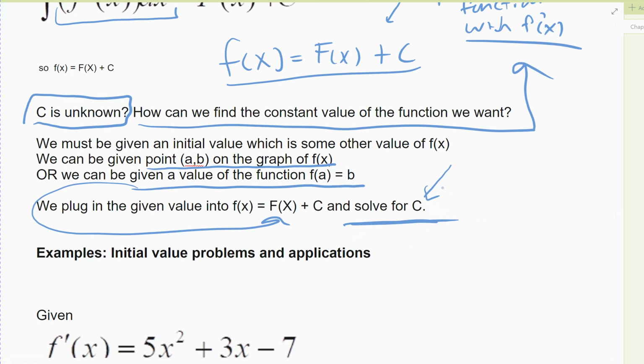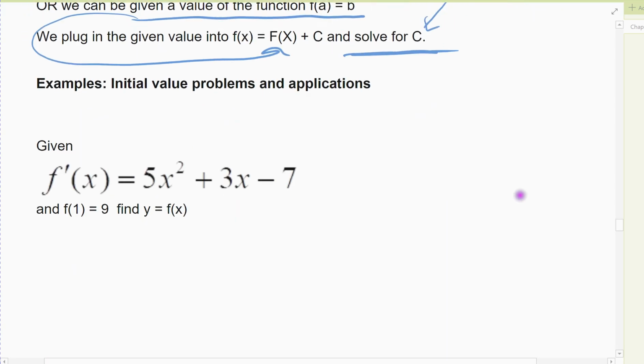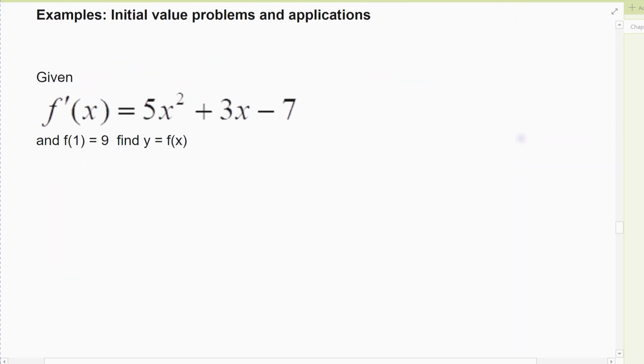Alright, so we're going to do first a couple of examples, just general examples, and then we'll get to applications where this is applied. There are actually a lot of initial value problems. This is one of the bigger types of applications.